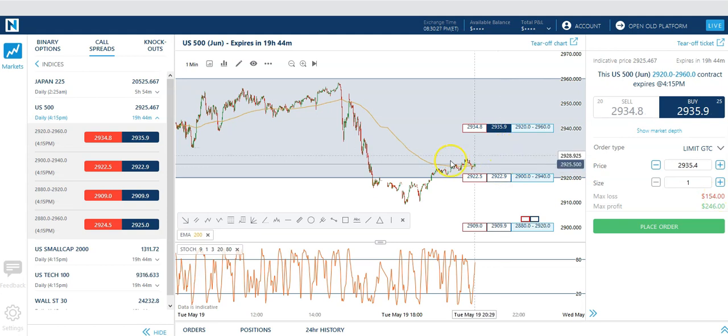So you've got to be careful. Even though we're at the lower end of the range, you've got to be careful that even if it went lower, okay, so let's say we buy this, it goes lower overnight, and then tomorrow it rallies.